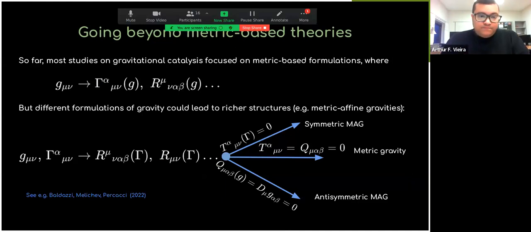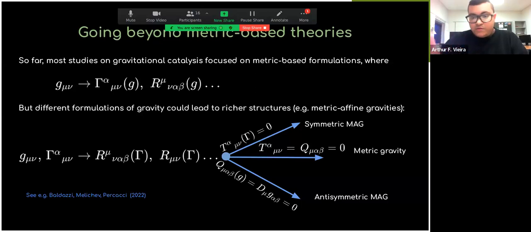However, most of these studies were actually based on gravitational catalysis, whereas we're actually focused on metric-based formulations. So what I mean by this is all of your geometric objects were characterized by the metric. So the affine connection, the curvature, the covariant derivatives, and so on. But as some of you know, different formulations of gravity can lead to richer structures.